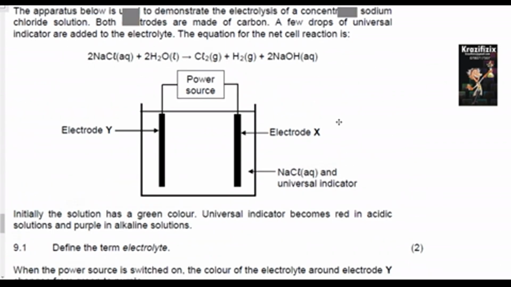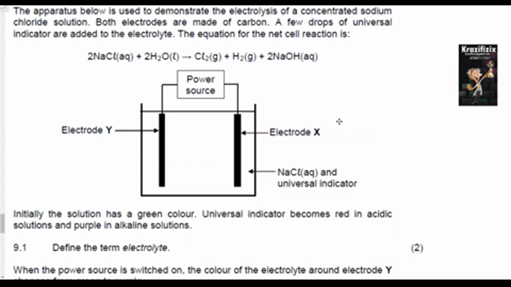Let's see. The apparatus below is used to demonstrate the electrolysis of a concentrated sodium chloride solution. Both electrodes are made of carbon. Where did we say that this looks like our chloralkali industry? A few drops of universal indicator are added to the electrolyte. Now that's your acid and base. The equation for the net reaction is given as that, and we have that.